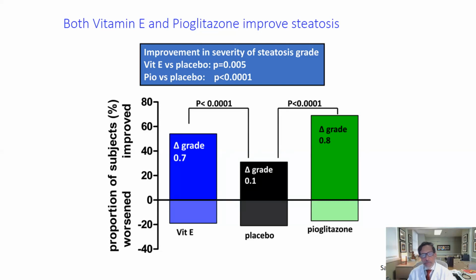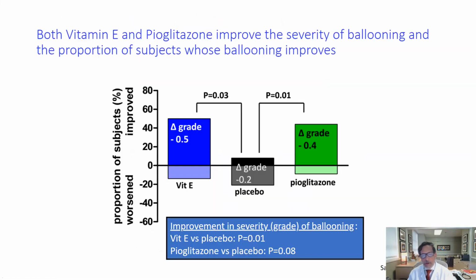Similarly, and these are the p-values over here. Similarly, when you look at the improvement in ballooning, you see the proportion of people who had improved ballooning significantly greater in both vitamin E and in pioglitazone compared to placebo.